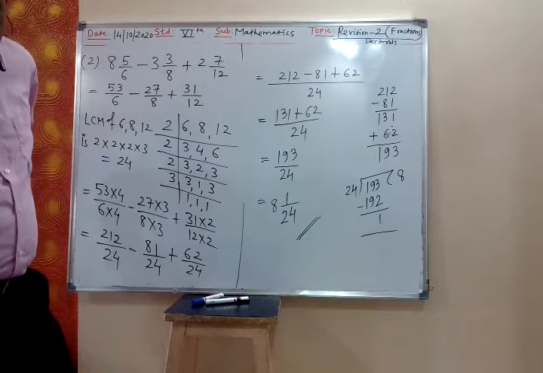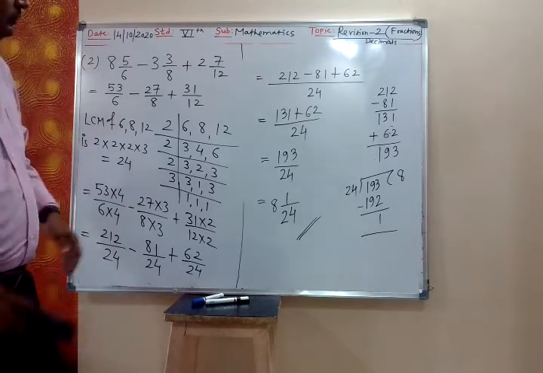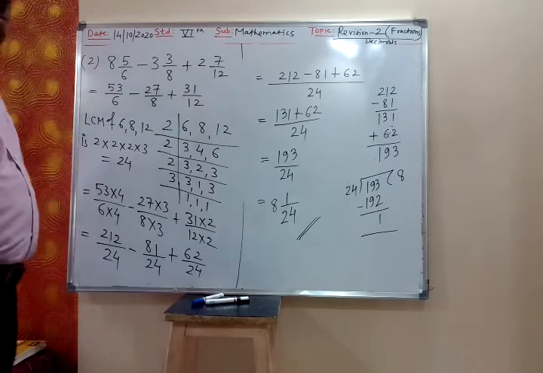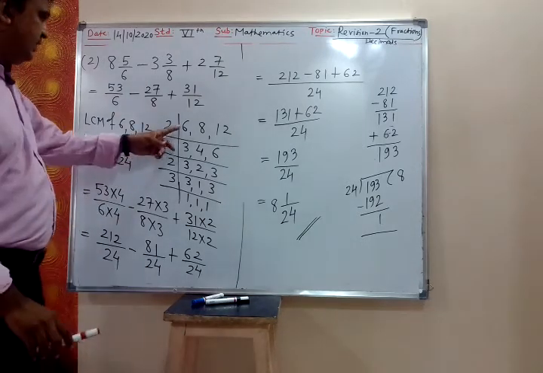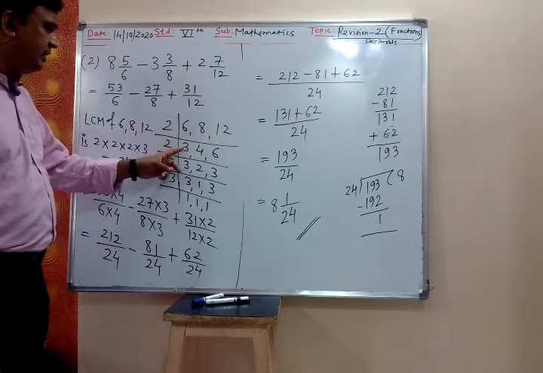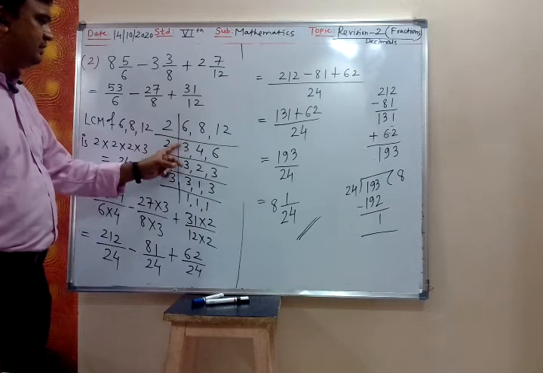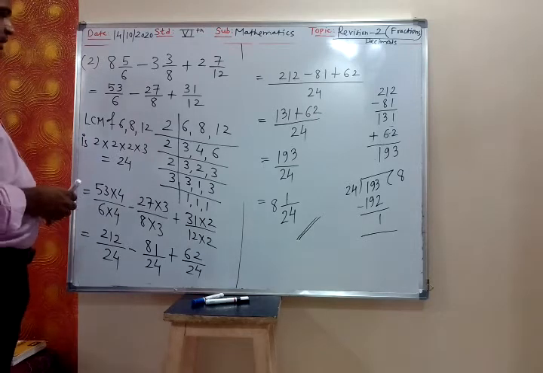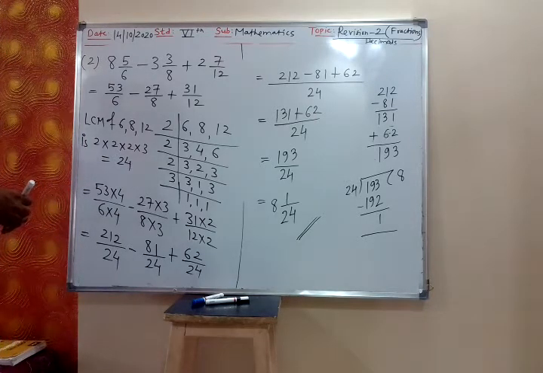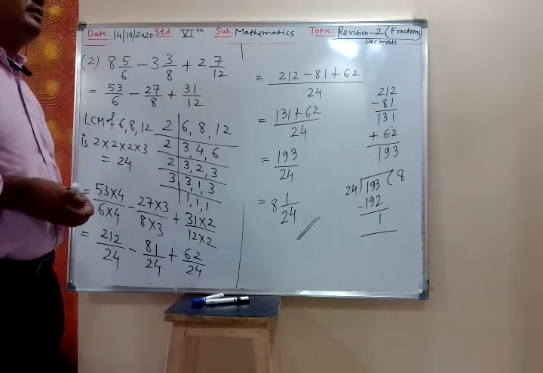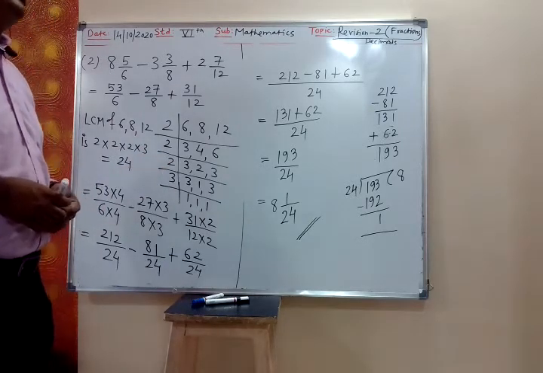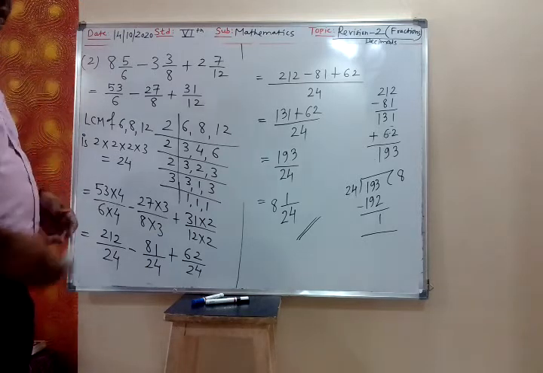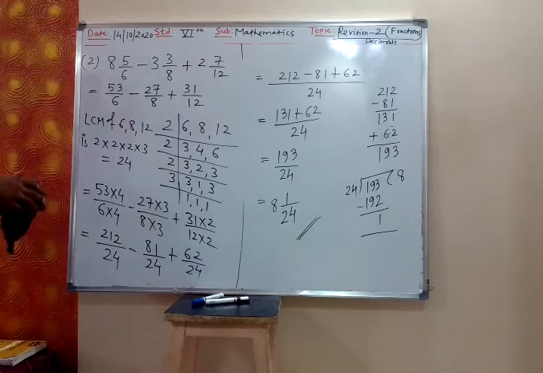Wait, we'll see. 2 3s are 6, 2 4s are 8, 2 6s are 12. Below I have written 3, 4, 6. Yes. 193 minus 192 is 1. 001 is the same as 1. Now let us do the third one.